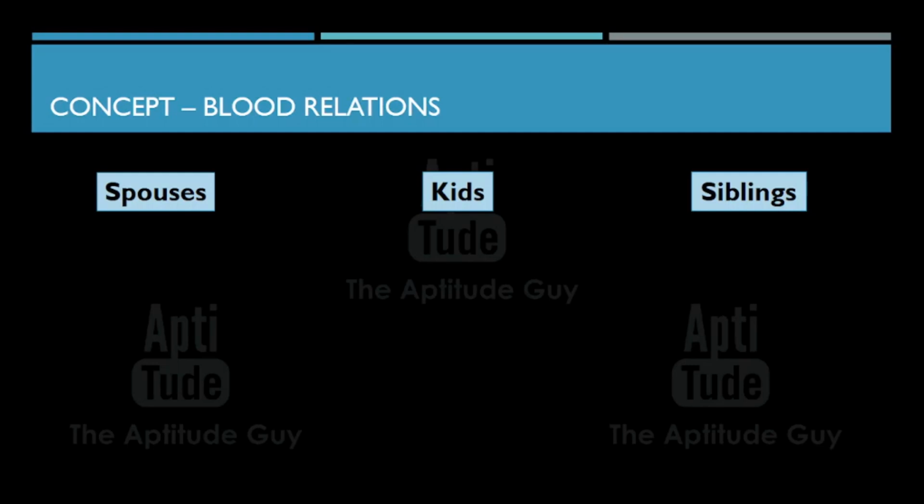Here we go. Now, when it comes to spouses, spouses are depicted with a double-headed arrow like this because hashtag equality. You can have the husband here and the wife here, or the wife here and the husband here, whatever. Basically, married couple over here.